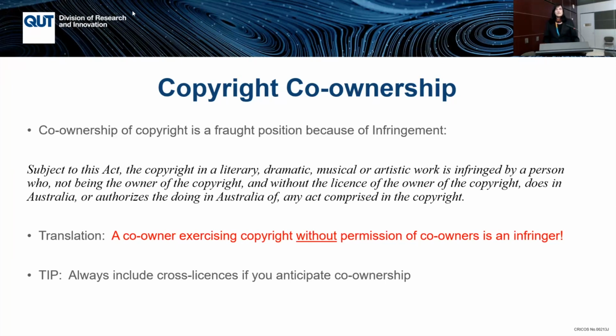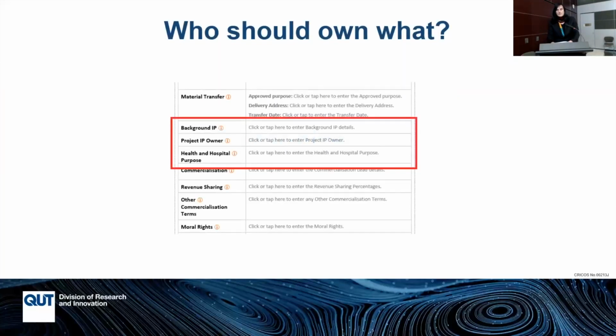Accordingly, you have to always make sure that you've got some cross-licensing position if you are entering into co-ownership for copyright. The position is different with respect to patents. So now we've learned about the three main types of IP, or what could be called IP, that you're probably going to run across in clinical research.